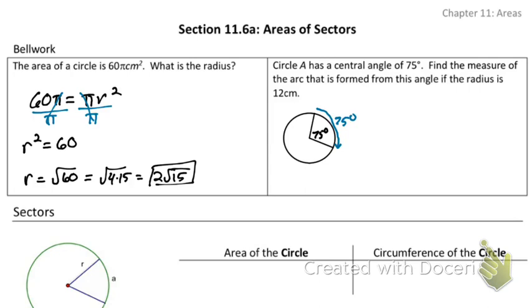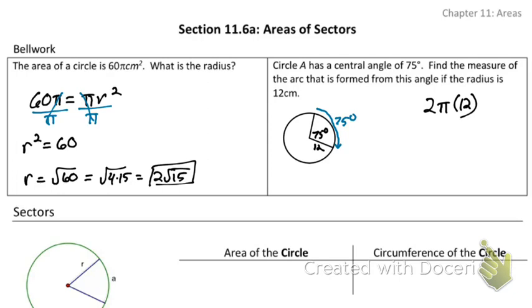Now it says find the measure of the arc. Measure of the arc tells me I'm looking for something with the circumference. It is the length of a line. So the circumference of this entire circle with a radius of 12 would be 2 pi r, which is going to be 2 pi 12. Well, that would be our entire circumference. I don't want the entire circumference. I just want that little bit.